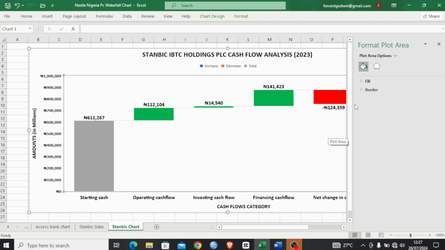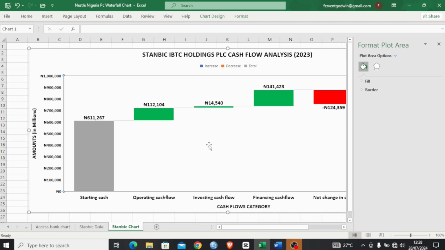So I was actually talking about the operating expenses, operating cash flow rather. There's just a lot of glitches in this video. So the operating cash flow for 2023 for the Stanbic IBTC Holding was 112 billion naira.